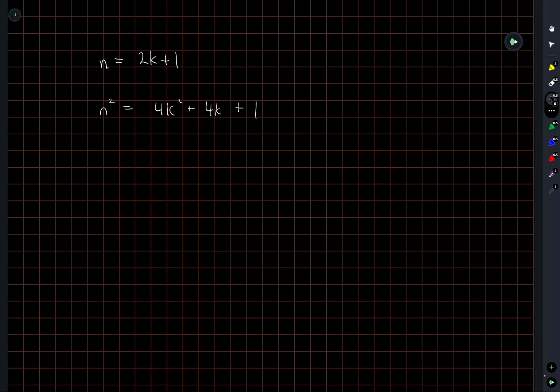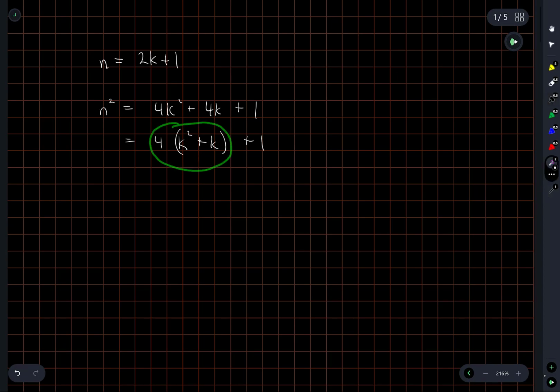Okay. And so this gives me 4 times (k squared plus k) plus 1. And what I want to do now, I'm looking at this: if I can show that this thing is a multiple of 8, then I'm done. But I already have a factor of 4 here, so I want to show that this thing in here is even.